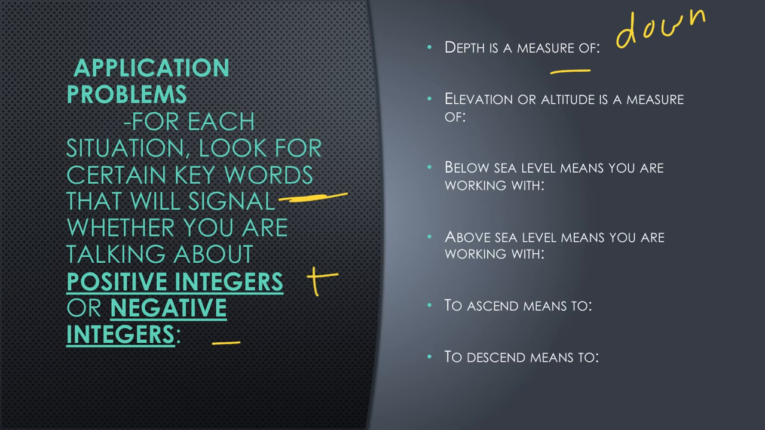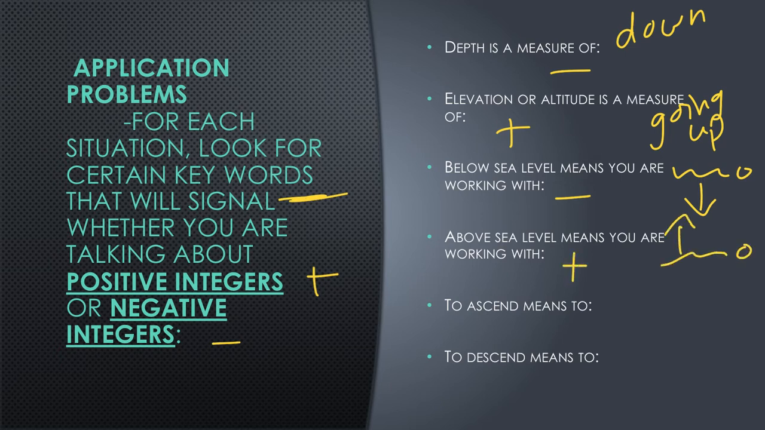Elevation or altitude is a measure of going up. So maybe you're in a plane, and that's going to work with positive numbers. Below sea level means we're working with negative numbers. So here's our sea level. We're at 0, and we're going down, so it's negative numbers. Above sea level means we're working with positive numbers. So here's that sea level of 0, and we're going to go up, right? To ascend means to also go up, so positive numbers. And then descend means we go down, so working with maybe negative numbers.